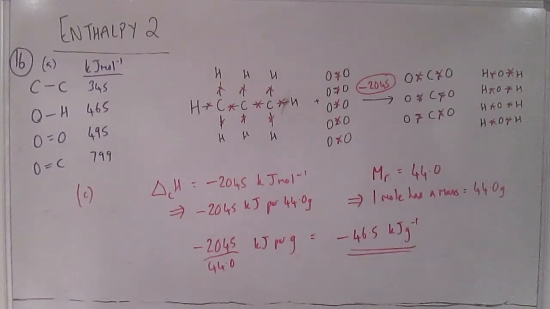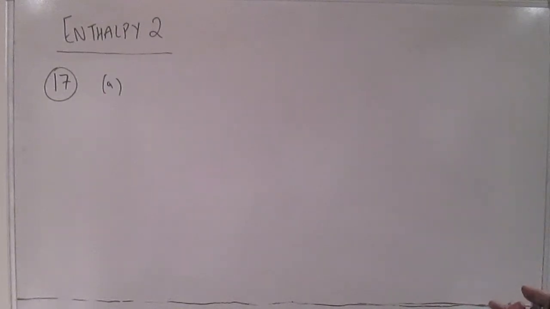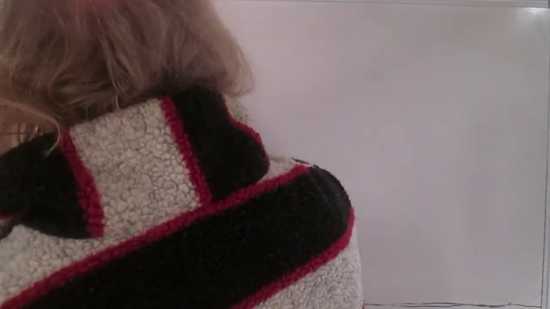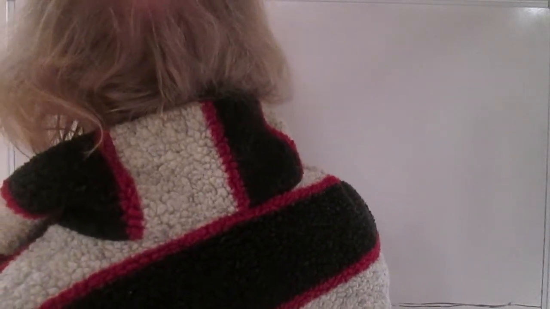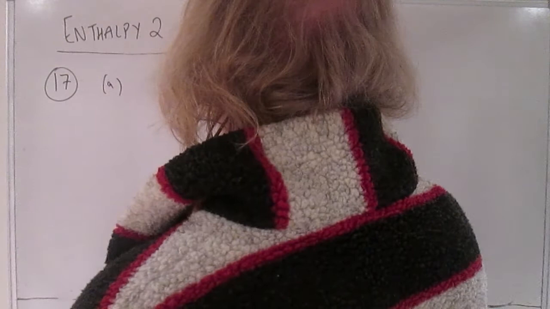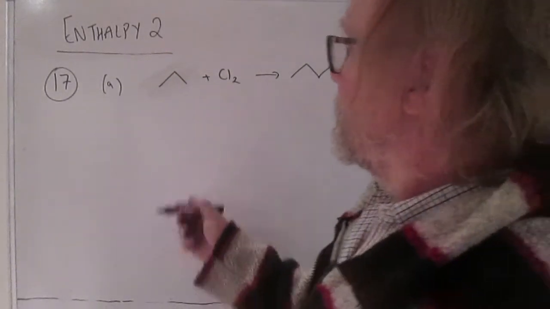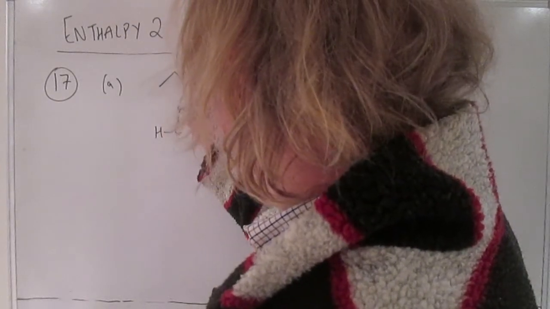is the answer. In question 17, we're looking at the reaction of propane with chlorine to produce 1-chloropropane plus HCl. So if we just wrote the equation in the normal way, that would be, well, let's draw it out with a skeletal formula. Propane plus Cl2 goes to 1-chloropropane plus HCl, so that would be the balanced equation for the reaction. But we know, because it's a bond enthalpy question, that it would be very sensible to write this out in terms of displayed formulae.